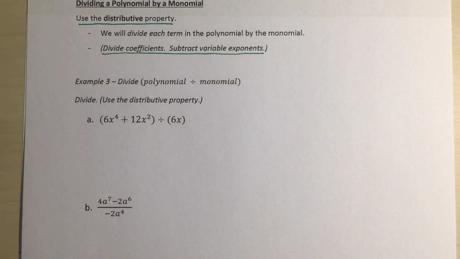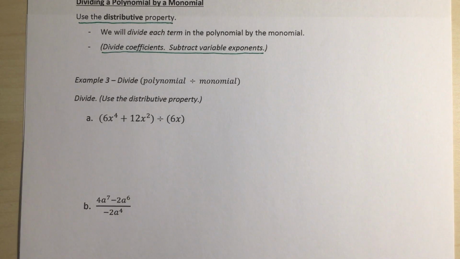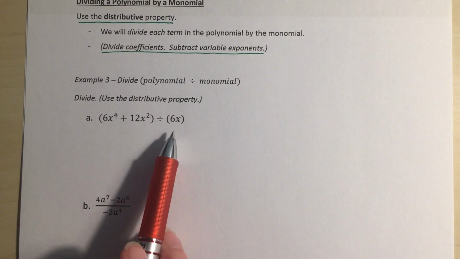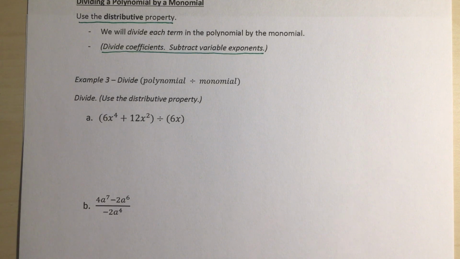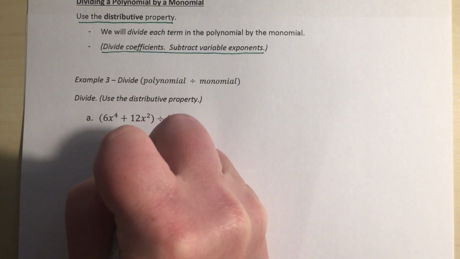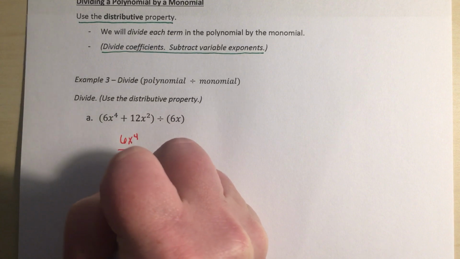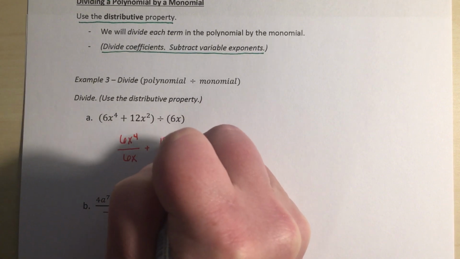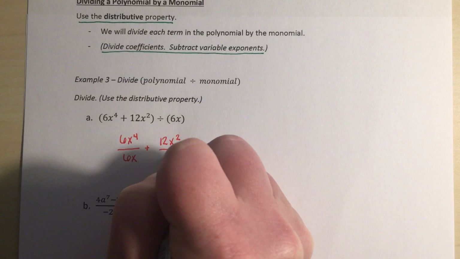So for most of these, I'm going to start by rewriting our original problem, just to break it up into the different individual monomial terms that we have. Again, you don't necessarily need to write it out the same way I am. I just think it makes it a little bit easier. So 6x to the fourth plus 12x squared. We've got a binomial here that's being divided by the monomial 6x. So 6x to the fourth divided by 6x plus 12x squared divided by 6x.